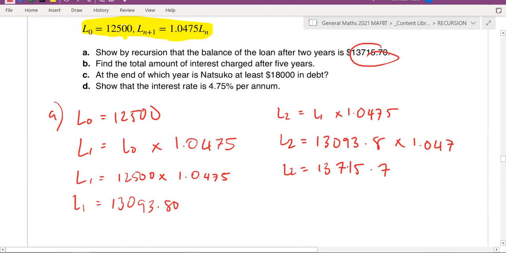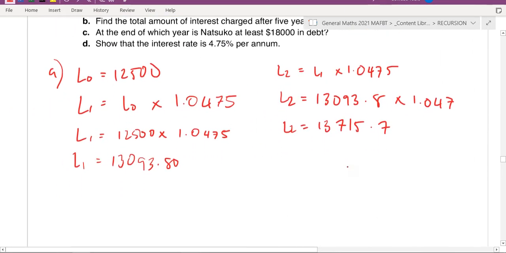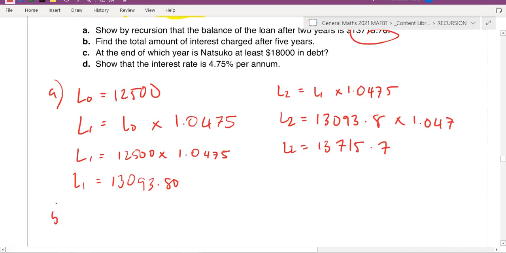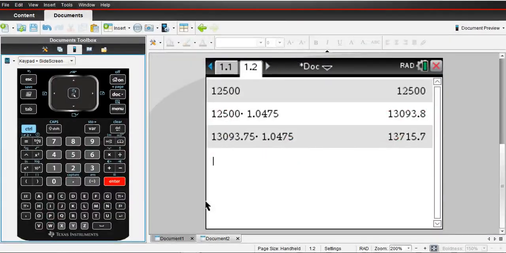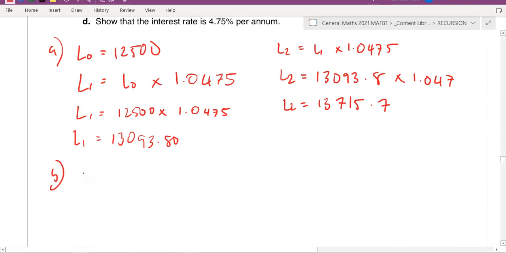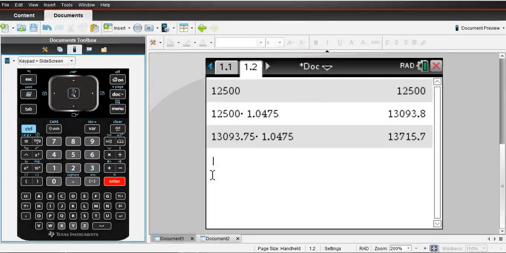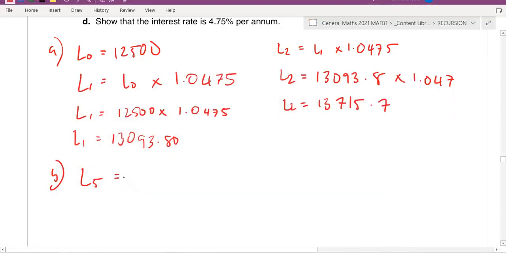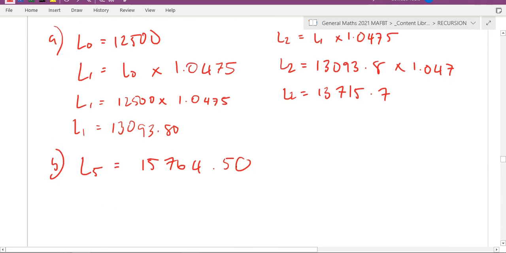Okay, cool. Part C. So B. No, that was B. Yeah, B, sorry, my bad. Again, using the calculator recursively, you're just looking at it after 5 years, so you're looking at L5. So that's L0, L1, L2, 3, 4, 5. 15,764.5. When you're working with money, I do like to put 0 at the end so that you know it's 50 cents, not 0.5.